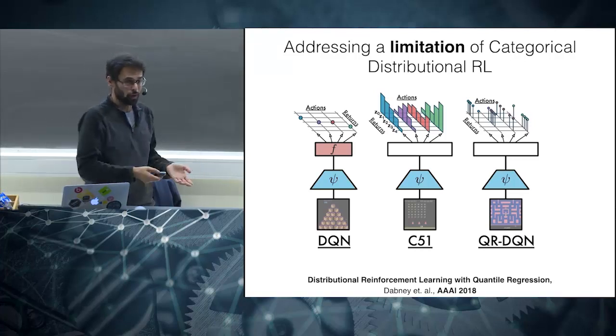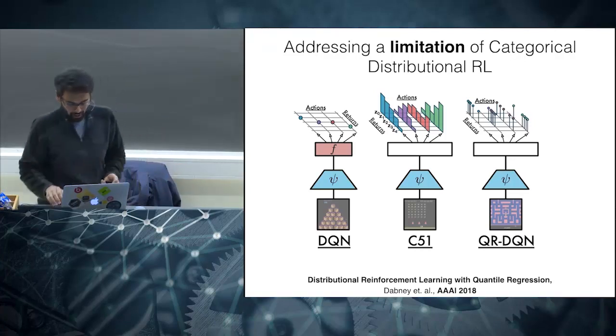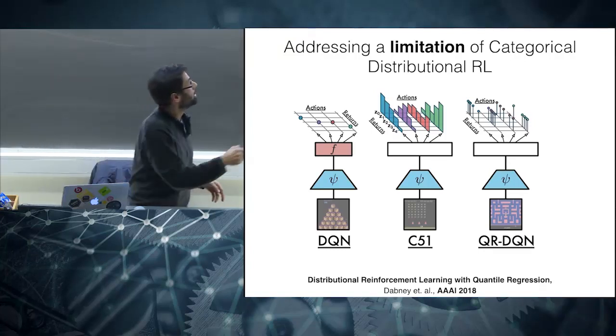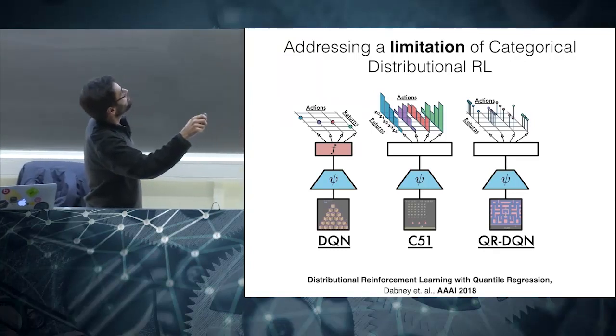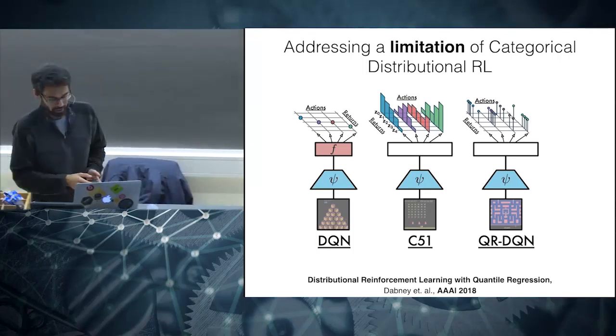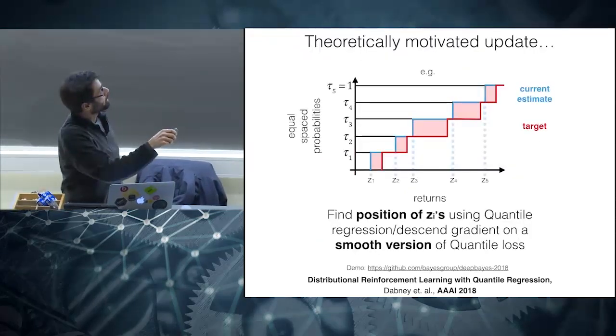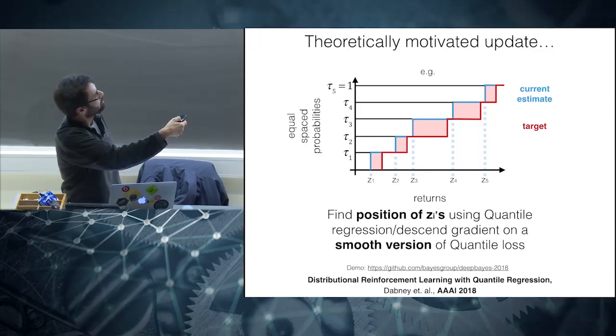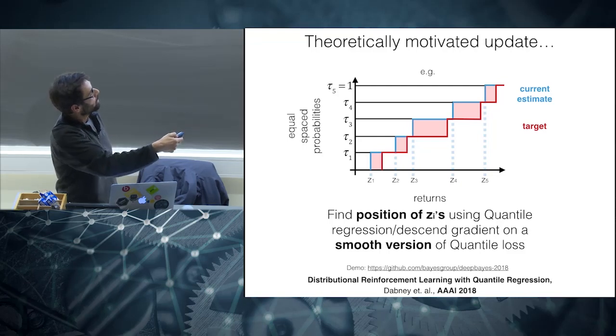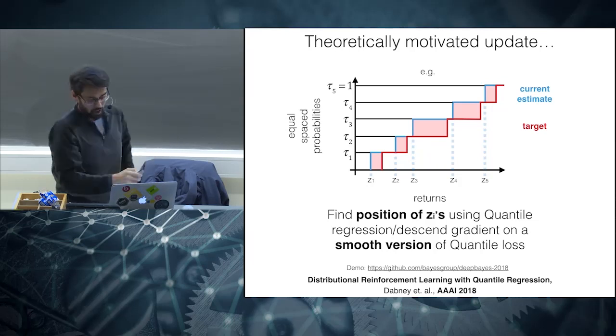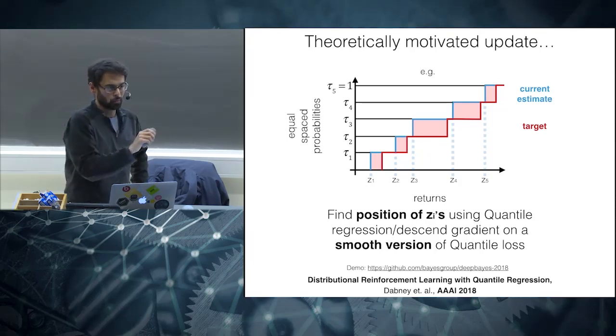So there is another way to do it, and it actually helps even more. It's kind of flipping the problem. Here we were learning probabilities for all the returns. Now we want to learn returns for a fixed set of probabilities.